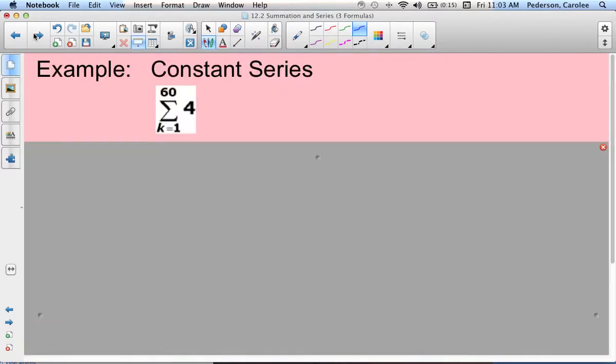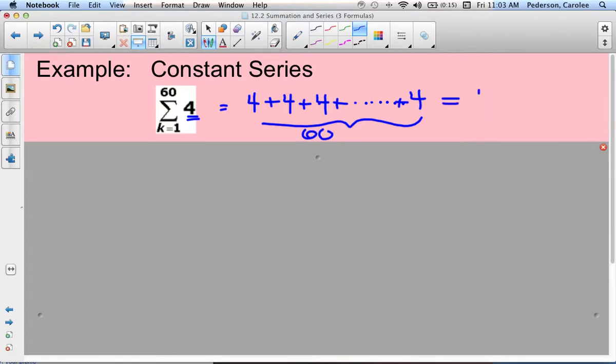Here's an example of a constant series. So if we were to write out this series, the constant is 4. So we take 4 plus 4 plus 4 plus dot, dot, dot to the last term. And there are 60 of these. Well, instead of adding that up in our calculator, we can instead just go 4 times 60, which is 240. So the sum of these 60 terms is 240.